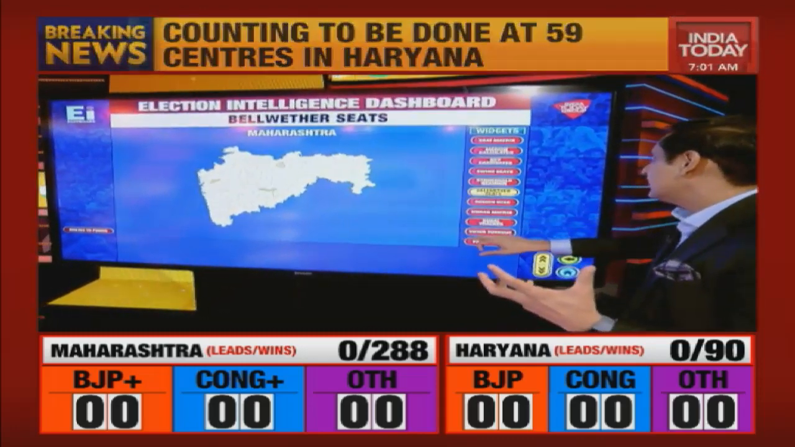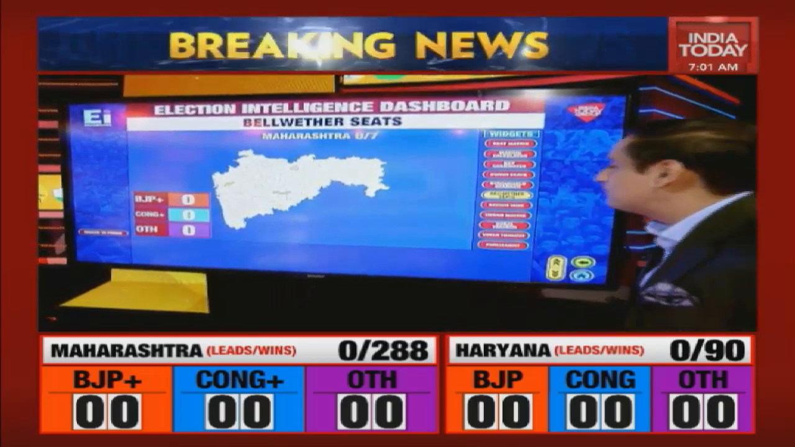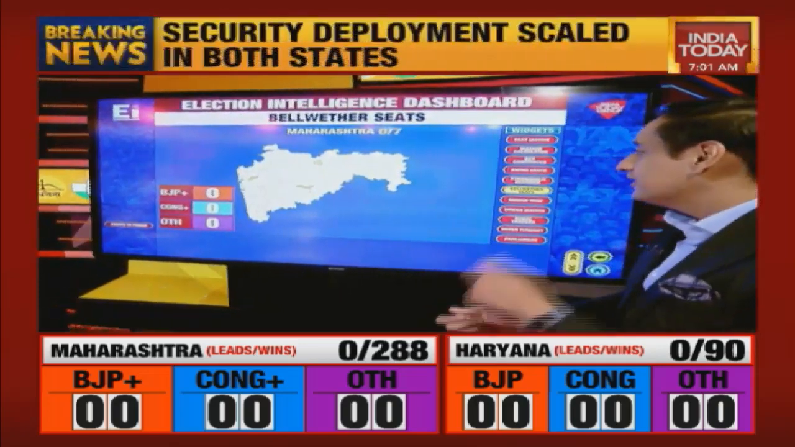Then, of course, there are bellwether seats, which every political pundit likes. Seats which, for one reason or the other, tend to stay on the side of the winner. In Maharashtra, there are 7 such seats. We'll tell you how those seats are going.